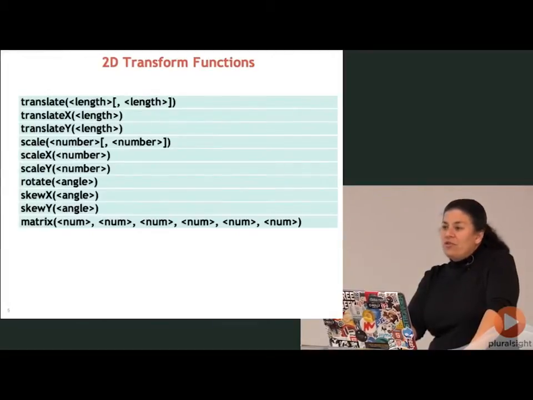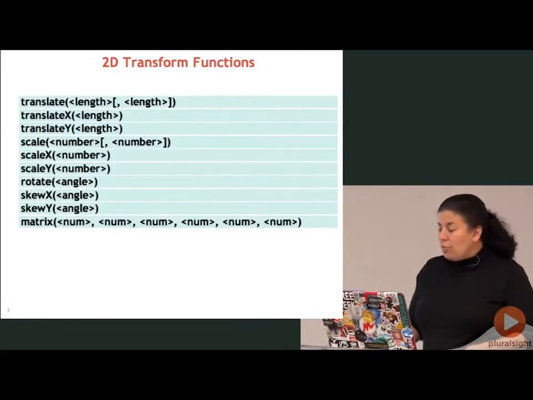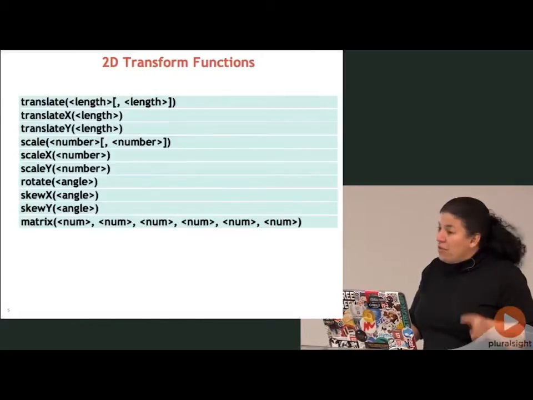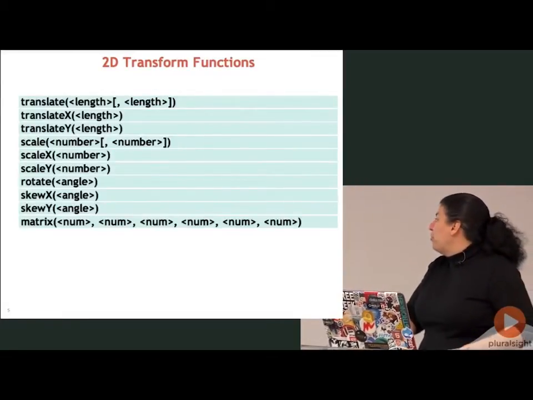So we have 2D, two-dimensional transforms, which are translate, or translate XY, which means move to the left or right or top to bottom. Then we have scale, which means scale either proportionally or just the X or just the Y. You can rotate X or you can rotate Y. You can skew. And then the last thing is matrix. I will not cover matrix, but I will explain what matrix is.